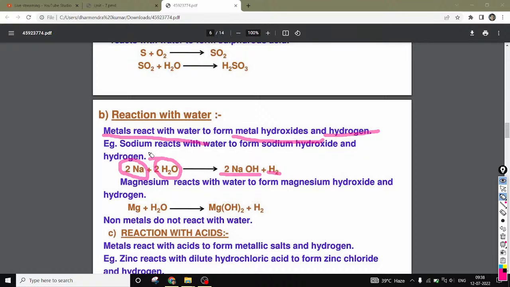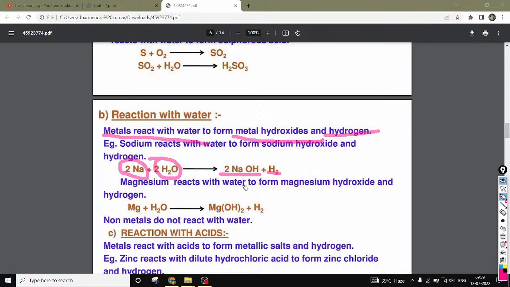And this kind of reaction is very explosive, right? Because sodium is highly reactive in nature. When you react sodium with water, it reacts explosively, with a high potential of energy, producing lots of sound as well as heat energy. So this is a very explosive reaction.